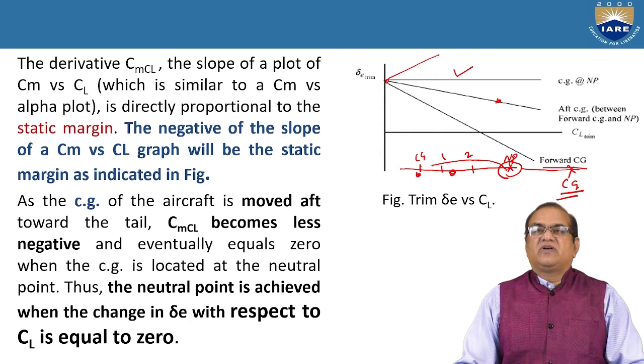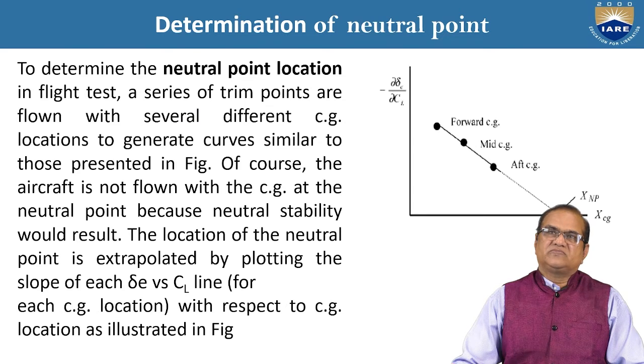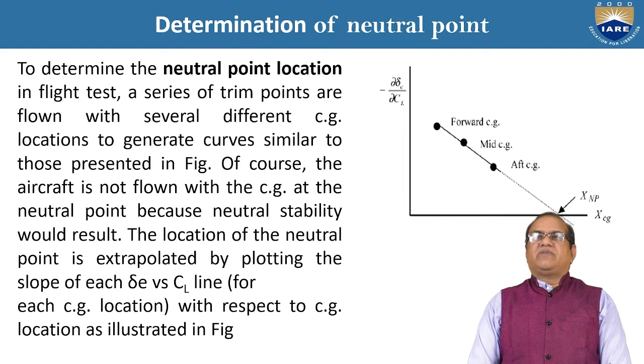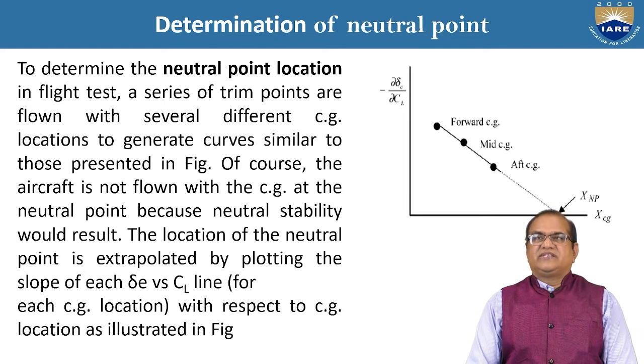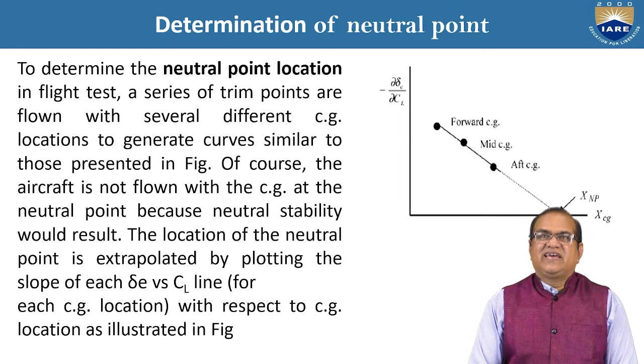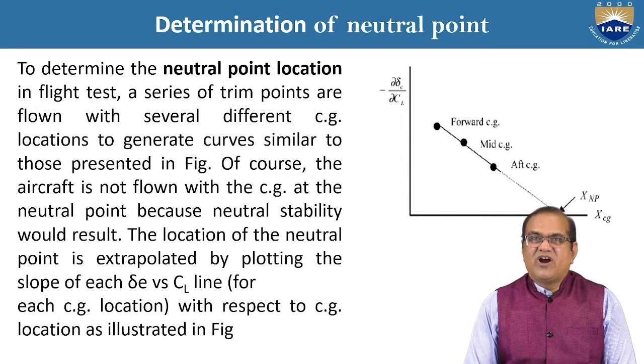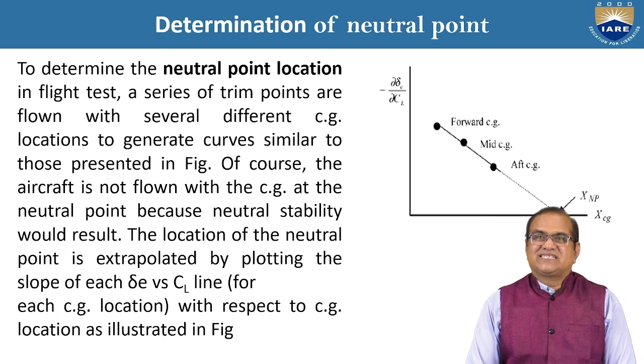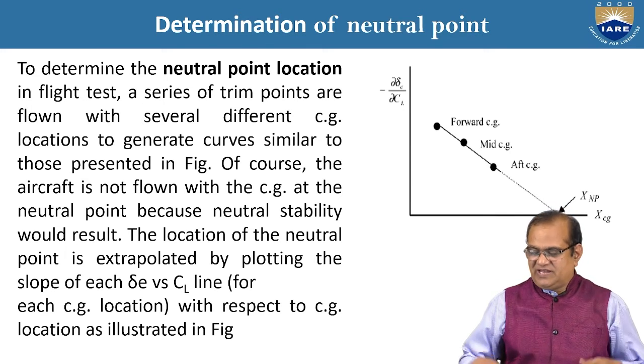This type of parameters are very much essential for the designing of any aircraft. Now, how to determine the neutral point? It is very important to find out where the location of the neutral point is. To determine the neutral point location, in flight test, a series of trim points are flown with several different CG locations. This you can see here.